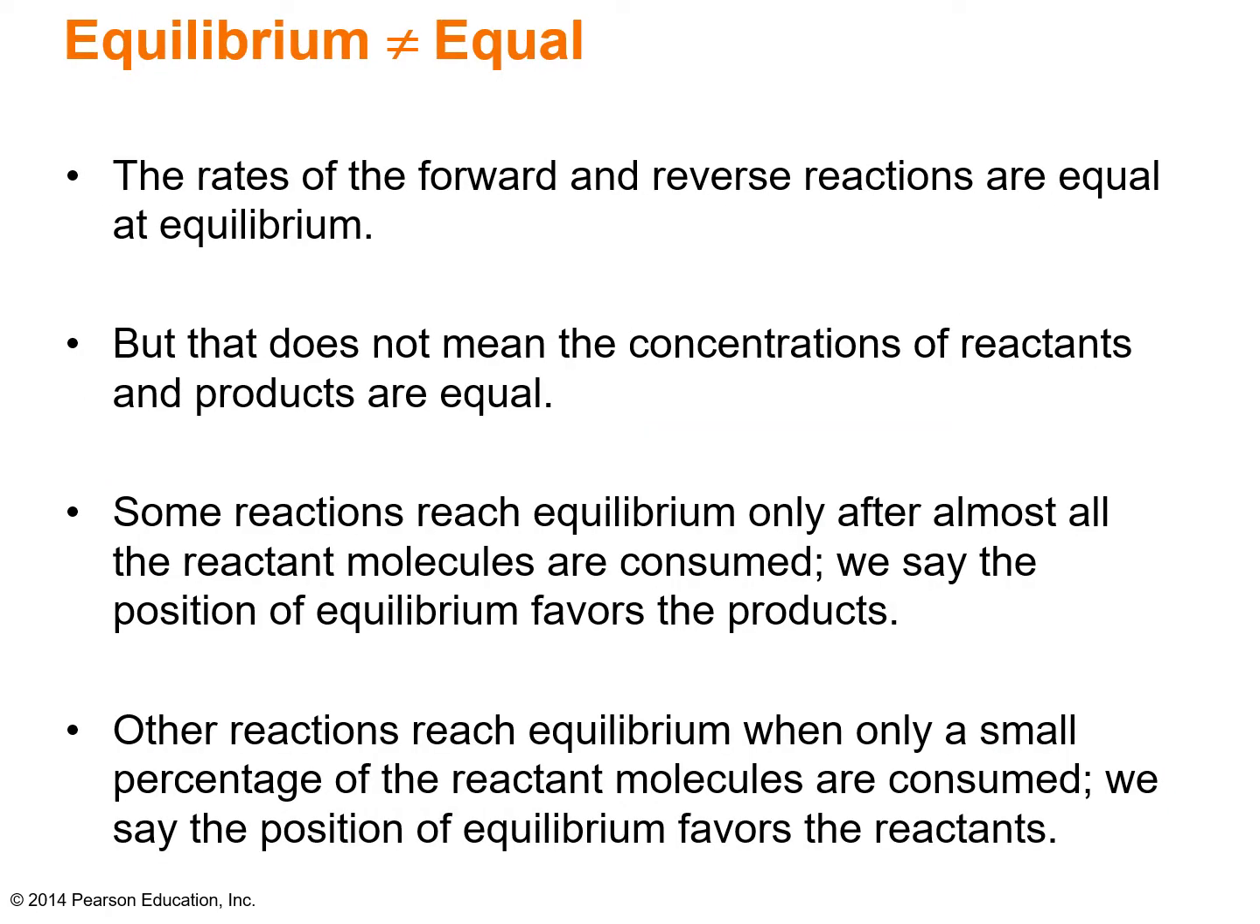Again, just to emphasize this point, the rates of the forward and reverse reactions are equal at equilibrium, but that does not mean the concentrations of reactants and products are equal. It doesn't mean they're not changing, and it doesn't mean they're the exact same number. The rate is the exact same number, but the concentrations may be, though this does not indicate that they are. Some reactions reach equilibrium only after almost all the reactant molecules are consumed. Others will reach it only when a small percentage of the reactant molecules are consumed. This all has to do with the structure and dynamic between those reactants and products.